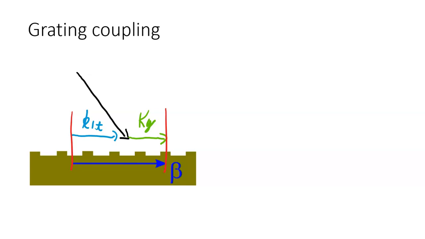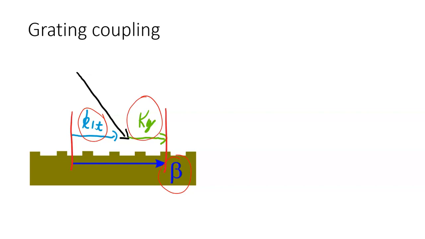Let's investigate three cases. First, light is coupled to the forward direction. If we analyze phase matching of the incident light with the waveguide mode, the tangential component of the incident field and the propagation constant should be equal. They can be equalized by a suitable grating vector.